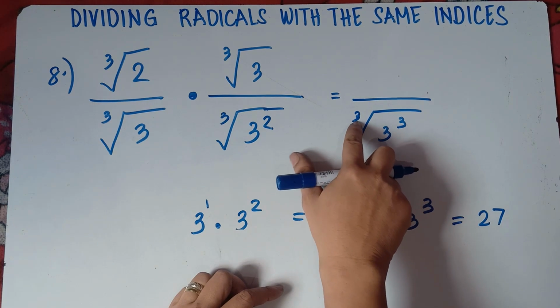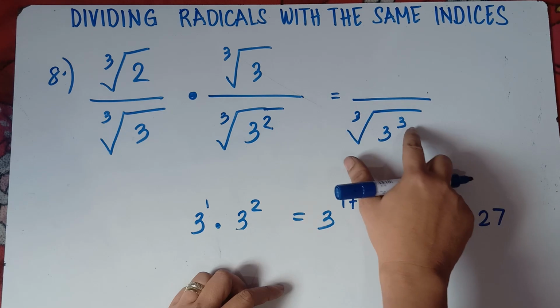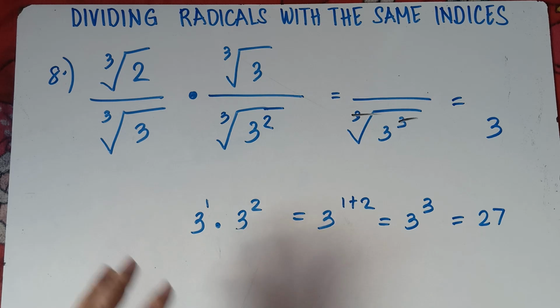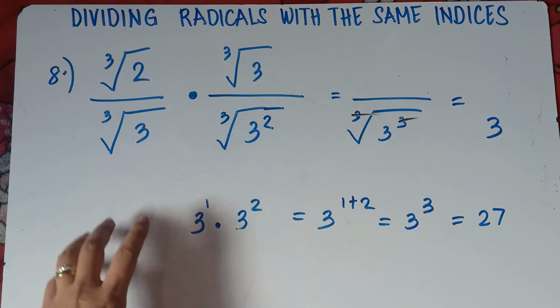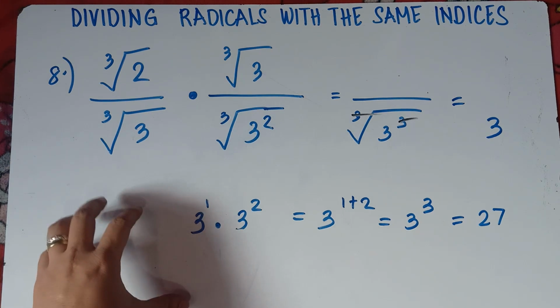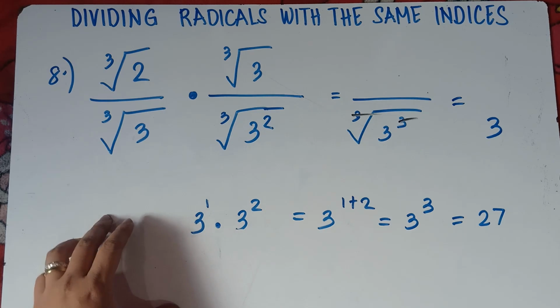If they have the same index and same exponent, we can just simply cancel this out. And the answer will be 3. Alright, so I hope you get this one, class. Once again, for this one, rationalizing, I do have many videos with the same example, class. So feel free to see the video, class.